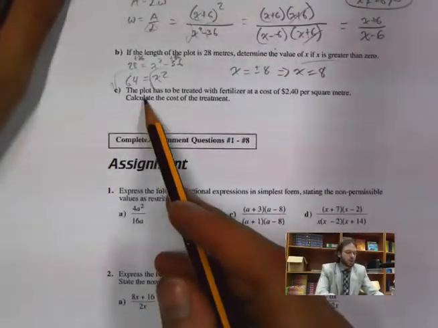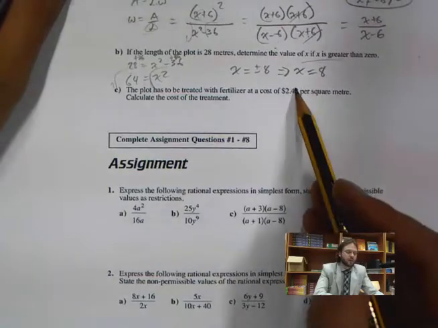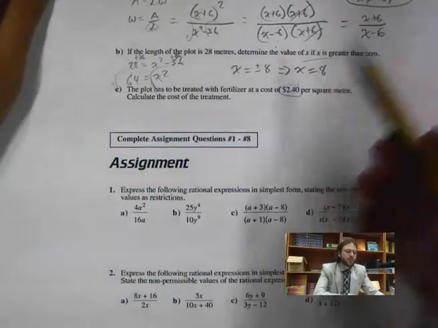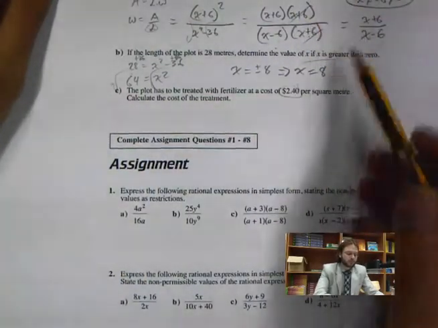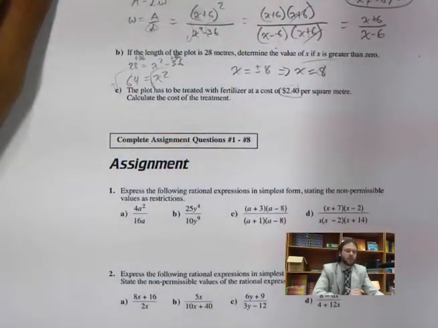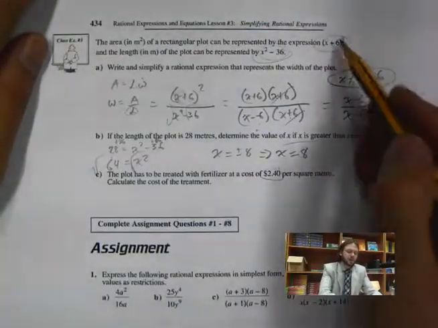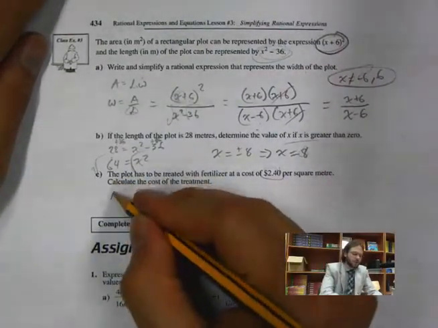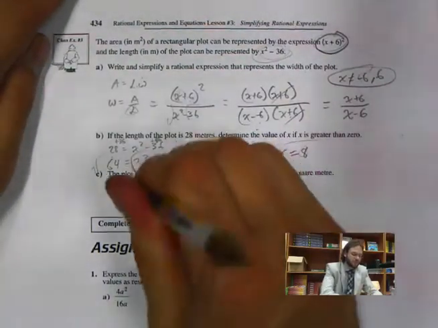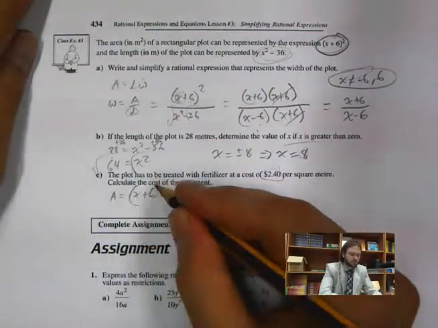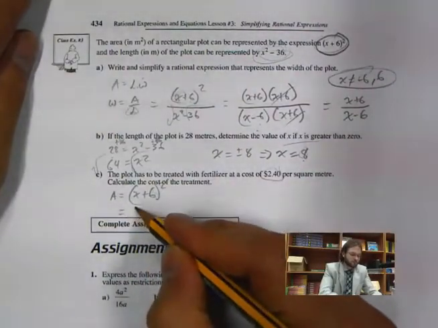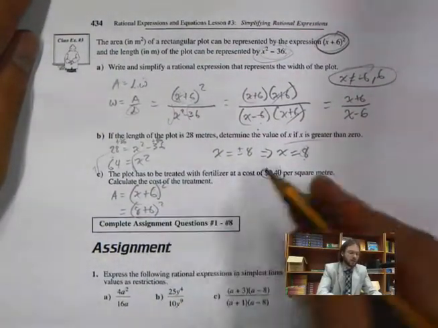Okay? Now, the plot has to be treated with fertilizer at a cost per square meter. Calculate the cost of the treatment. So now we have to figure out how many square meters there are. So x is 8. So I could use my area formula right there to find out how many square meters there are. Area is equal to x plus 6 squared. Sorry. And we know x is equal to 8 from before. Okay, which is 14 squared.